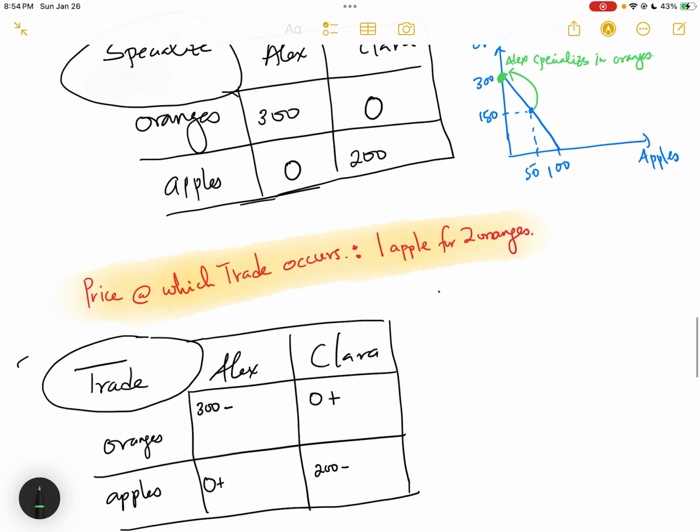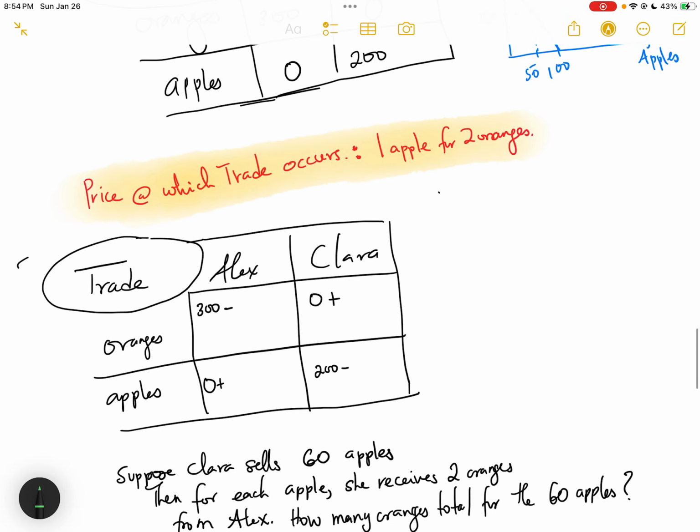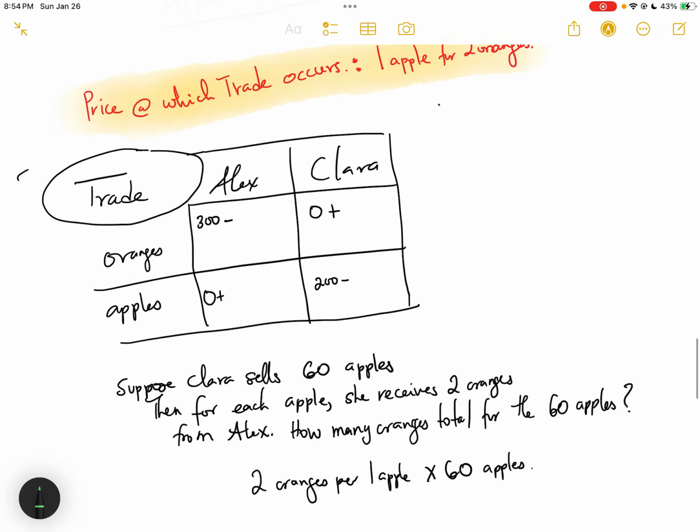Okay, so here we have it. When price is set at 1 apple for 2 oranges, how is this going to go? Well, I have to give you some more information, right? So suppose this is the additional information you need to complete the work.